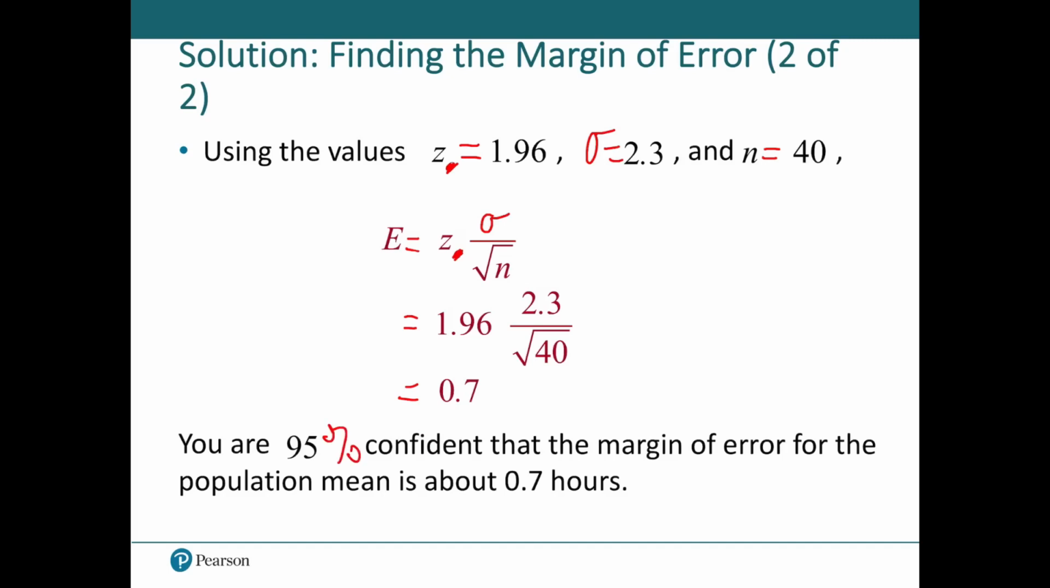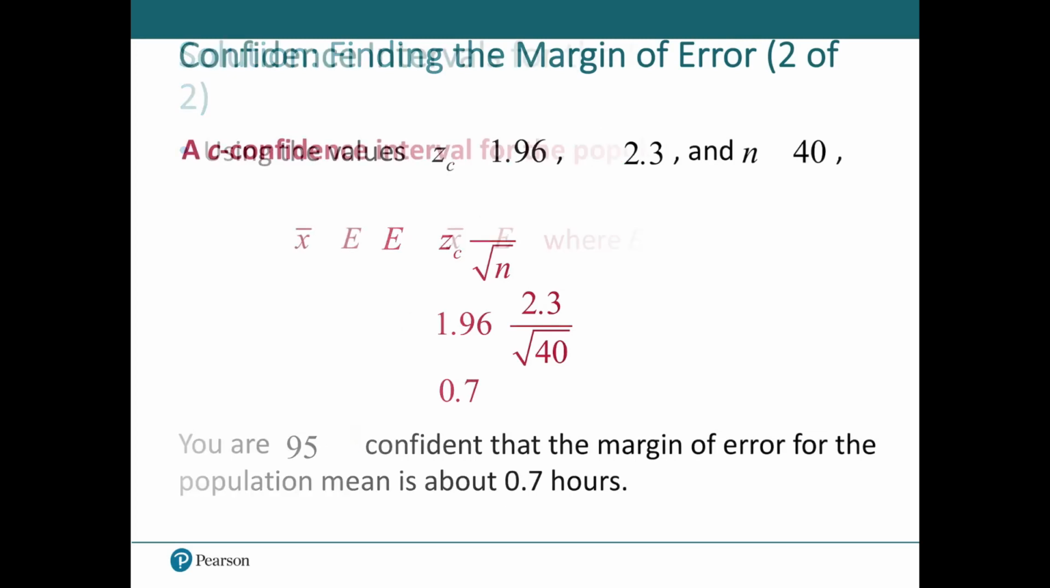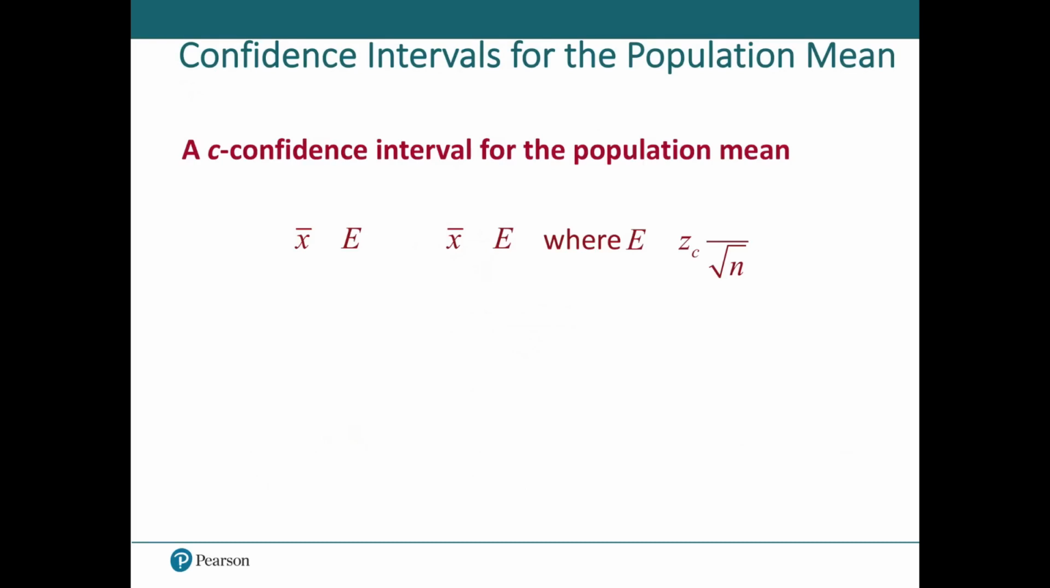I would have preferred they go to 2 decimals. This presentation did not do that, strangely. But you are 95% confident that the margin of error for the population mean is about 0.7 hours. I would prefer to see a couple of decimals on this one.